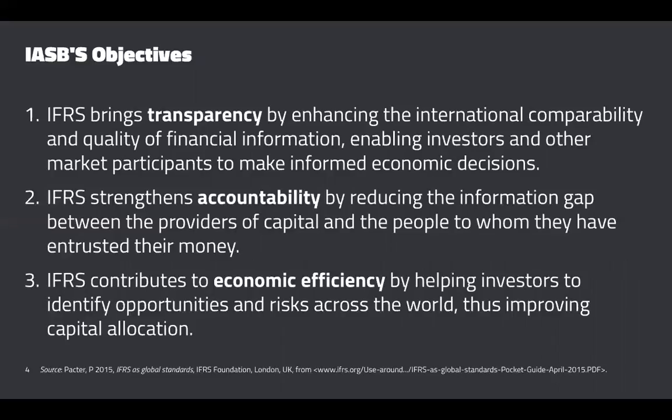The objectives behind this is to promote transparency by promoting international comparability and also improving the quality of financial information. The IFRS wants to strengthen accountability by reducing the information gap between the providers of capital and the people to whom they've entrusted their money. In other words, the companies. So that's just a way of saying that investors have access to better information and more trusted information because of the one set of international accounting standards. And also improves economic efficiency by helping investors to identify opportunities and risks around the world. So without the international standards, investors could do this within their own country, but because of the international standards, now they can do that with companies around the world.